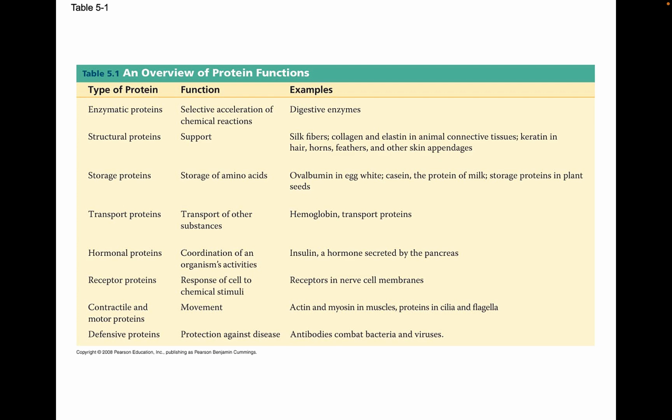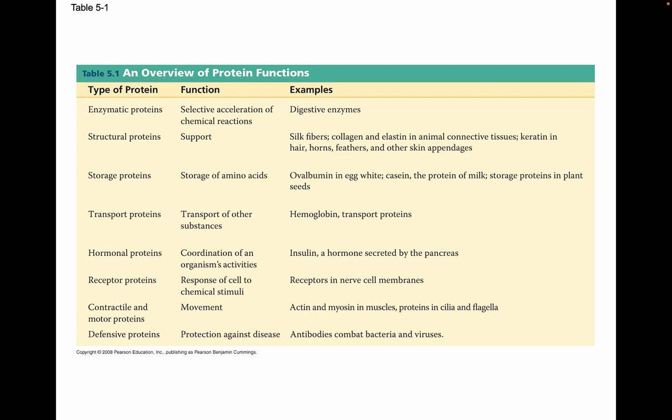Casein, which is the protein in milk, is available for the calf to consume and use in their own body. And think about storage proteins in plant seeds. When we talk about protein-rich foods, we talk about things like beans and such that have a lot of protein in them, and those proteins are storage proteins.